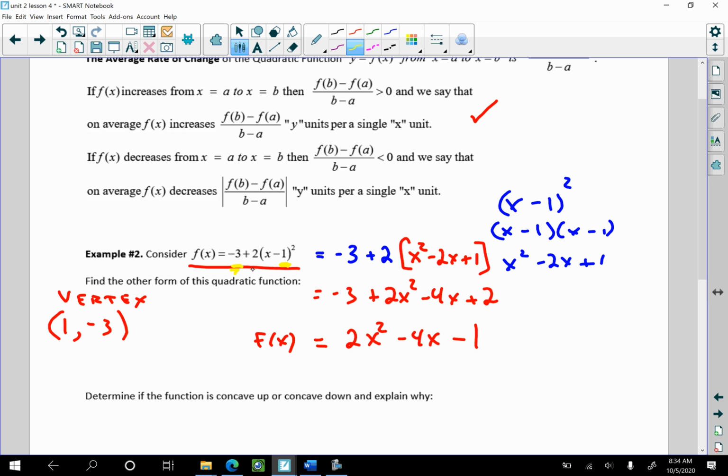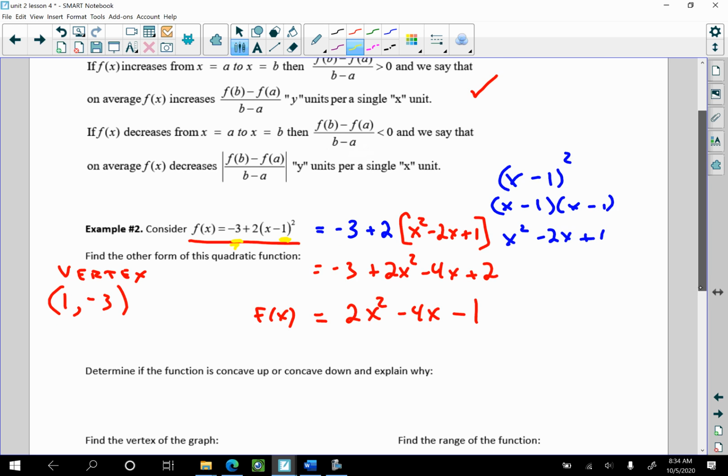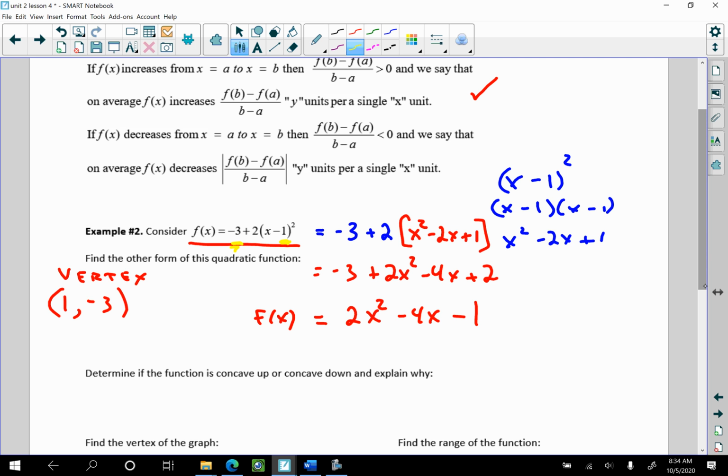So the next thing, and I think I did the arithmetic correct. Did I do the arithmetic correct? All the arithmetic correct? Morgan, thank you.